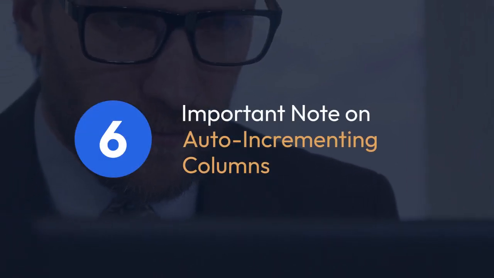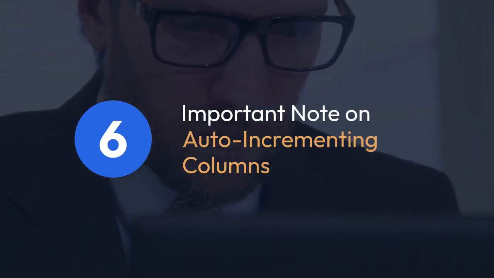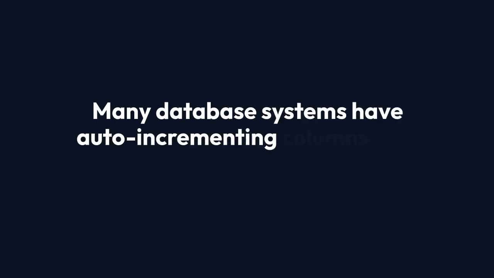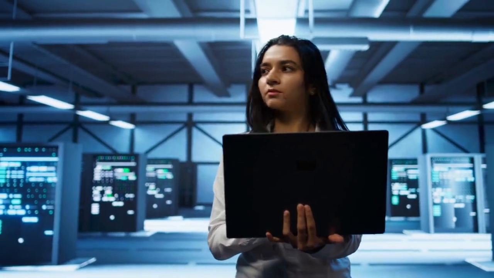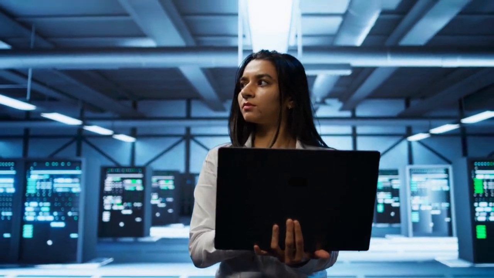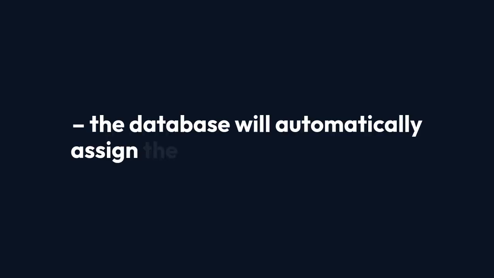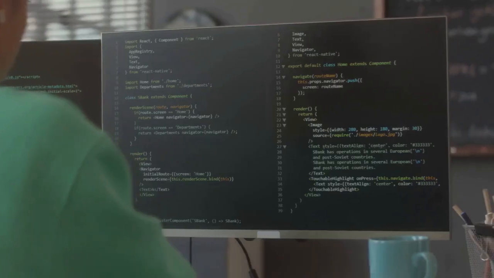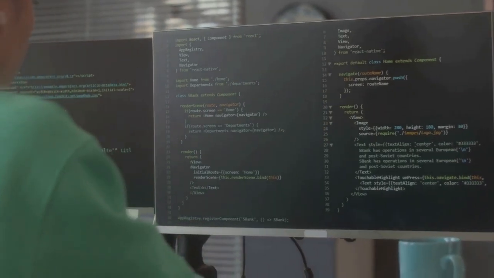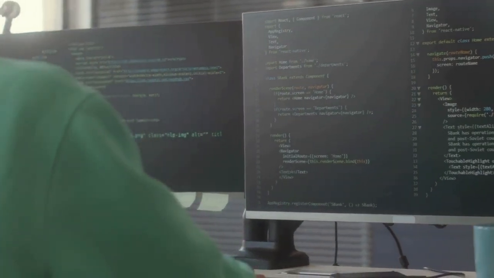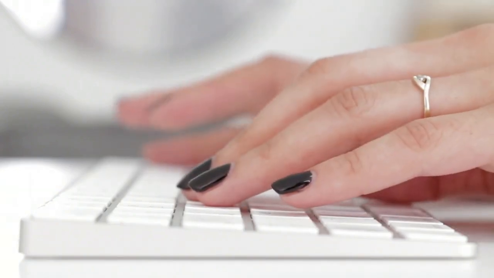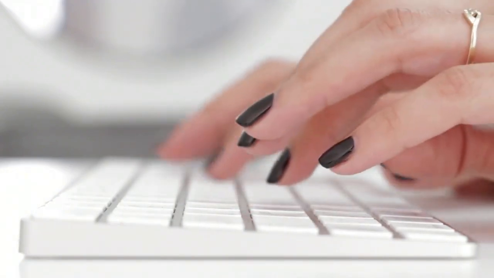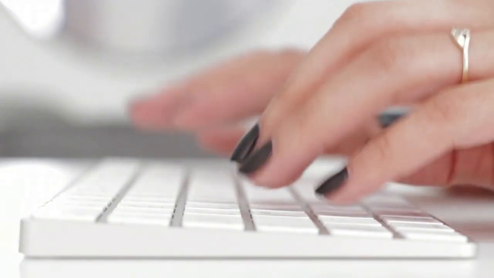6. Important note on auto-incrementing columns. Many database systems have auto-incrementing columns, like customer_id in our example. For such columns, often you don't need to provide a value explicitly. The database will automatically assign the next available number. The exact syntax for handling auto-incrementing columns can vary based on the specific database system, MySQL, PostgreSQL, SQL Server, etc. But often you simply omit the column from the INSERT statement's column list and let the database handle it automatically.